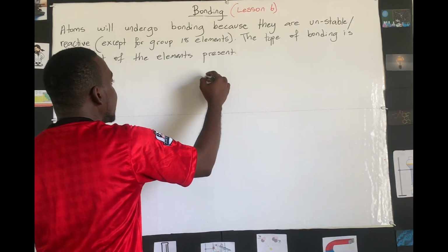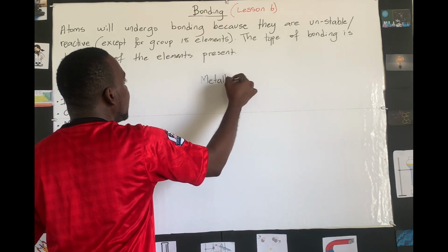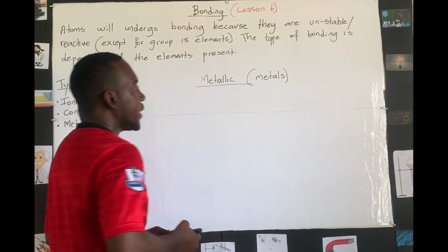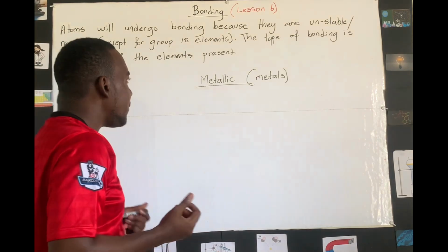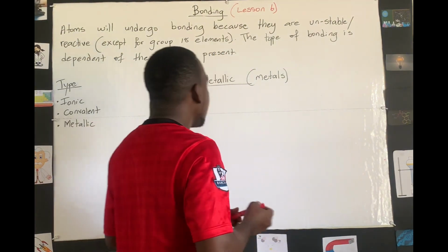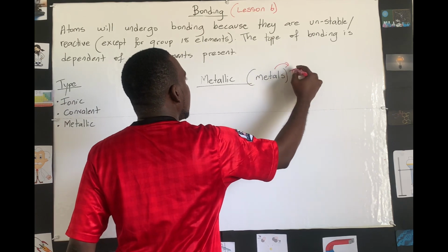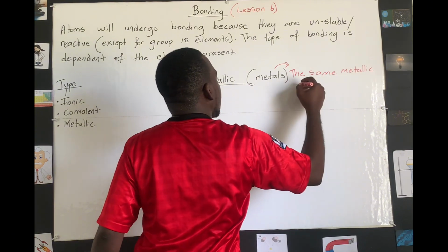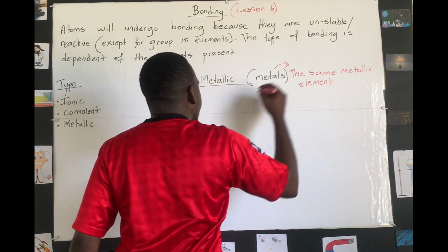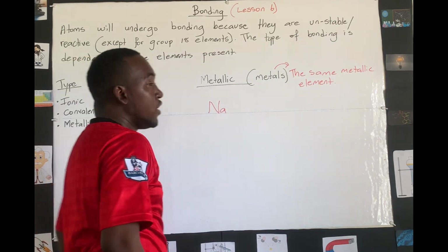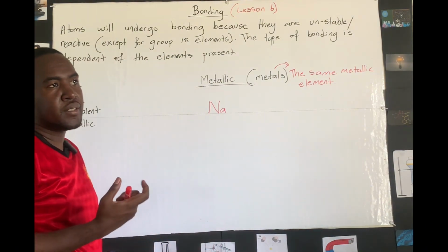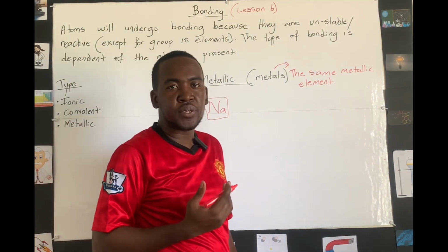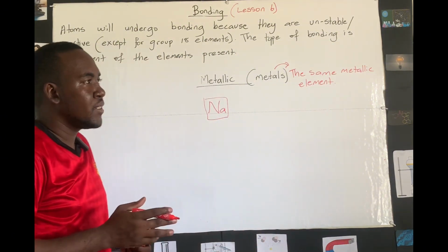Now look at the final type of bonding, which is called metallic bonding. As the name suggests, these deal with metals, right? So metals in their nature are just regular atoms. For us to express these atoms in a physical state, they have to be bonded with each other of the same metallic element. So for example, sodium. Sodium is a powder, right? So therefore it has a structural representation.